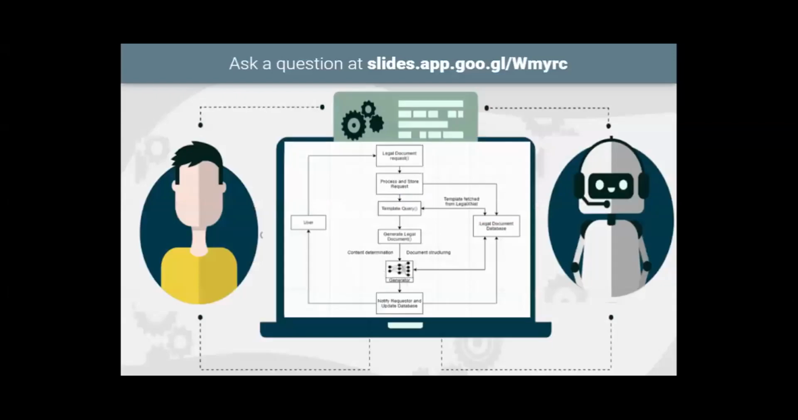Here we can see a broad architecture of the proposed system in detail. The simple document request will be sent. The request will be processed and stored. Then the template will be requested. Then the legal document will be generated in two steps: content determination and then document structure. Then the user will be notified of the document and the database will be updated accordingly.